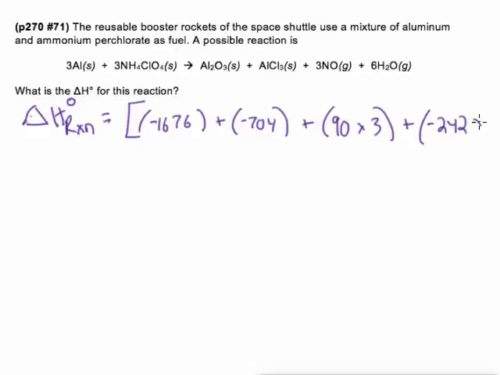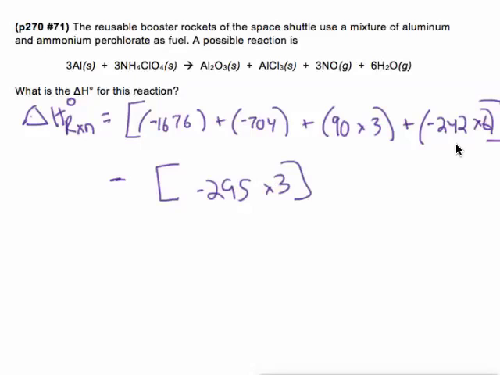And then we have to subtract the reactants. Aluminum, that is a metal, as a solid, that is standard state, so it's 0. For this ammonium perchlorate, you can look it up, and we see negative 295 times 3. When we do the math here, we add up all these numbers, we sum them.